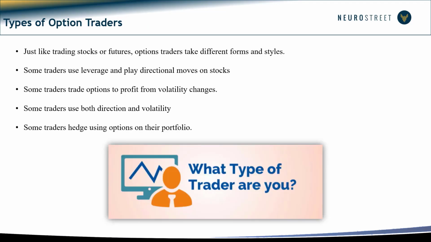Just to clarify the types of options traders: just like trading stocks or futures, option traders take different forms and styles. Some traders use the leverage to play directional moves on the stock. Some traders play options to profit from volatility discrepancies.